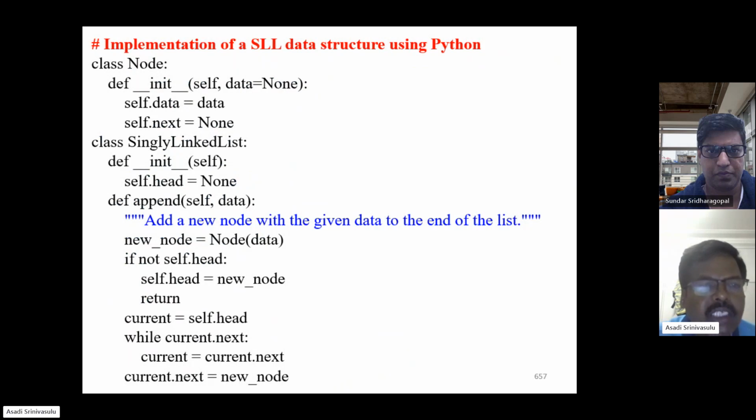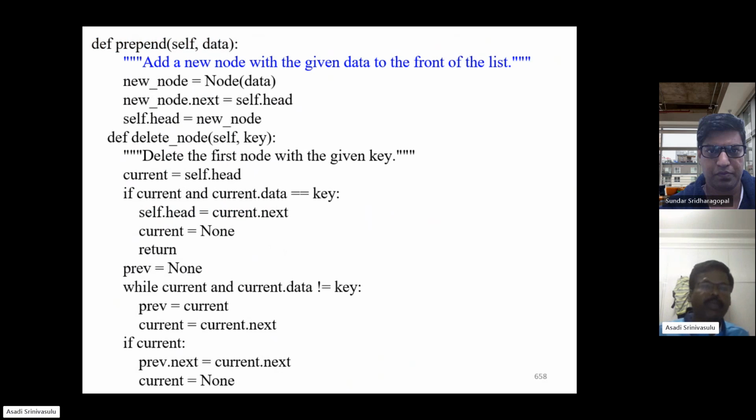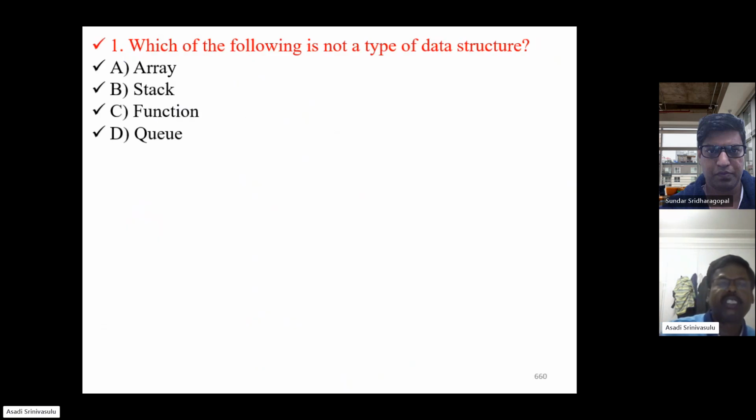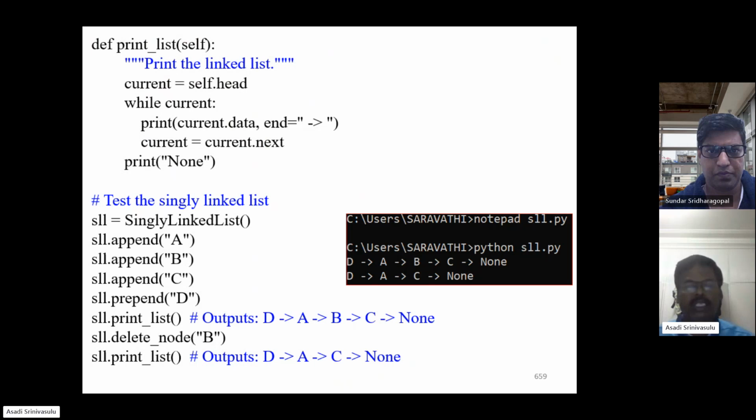My class name is Node, and my functions like the constructor called the init function. Then I'm adding operations like append, prepend, display, and delete. Then I'm printing the list. So these are the singly linked list operations: append, prepend, print list, delete. If you see the next, that's all. You can try to execute these programs.